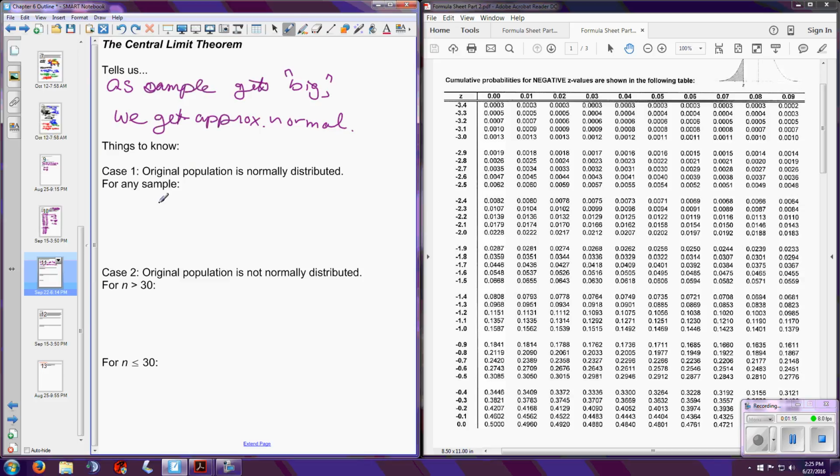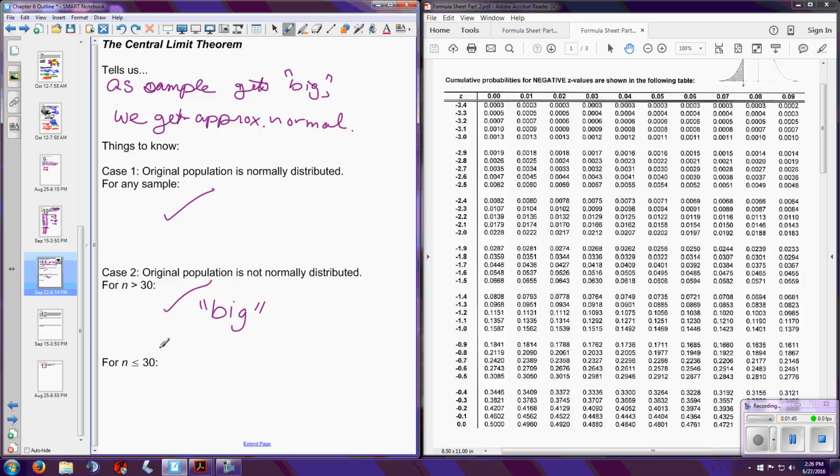So what do you have to ask yourself in order to use the central limit theorem, and I'll talk about how that actually gets calculated in a moment, is if your original population is normally distributed, well, if you know that the population is normally distributed, you're good to go. If the population is not necessarily normally distributed, but your sample size is greater than 30, then again, we're good to go. So this is what we consider to be big. So we have to check these things.